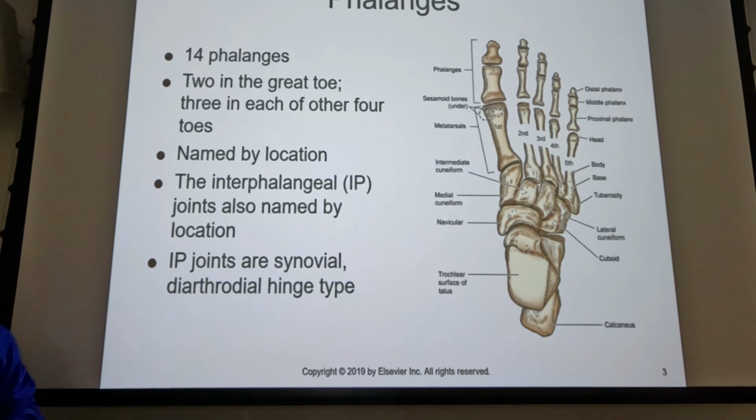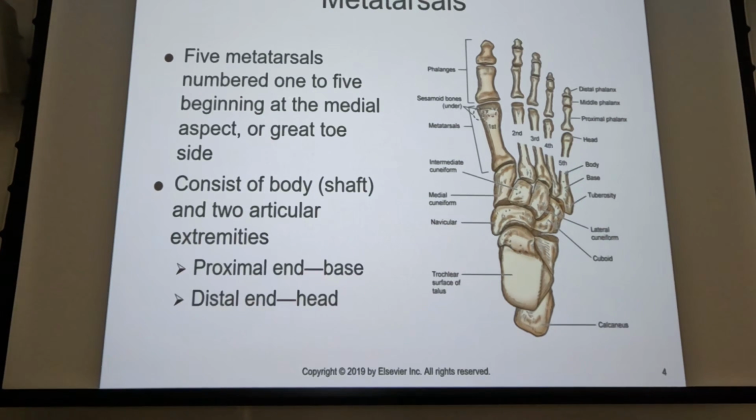So you've got distal phalanx, middle phalanx, proximal phalanx, except in the first toe, where you've just got distal and proximal. And then your interphalangeal joints are named by where they're located, proximal or distal, right? You've also got 5 metatarsals. The proximal end is the base, and the distal end is the head.